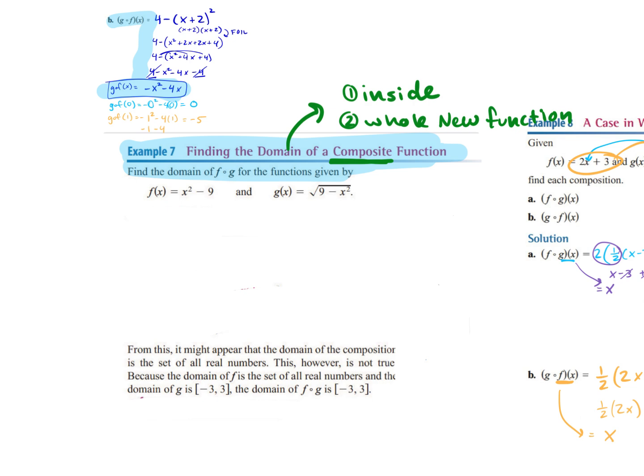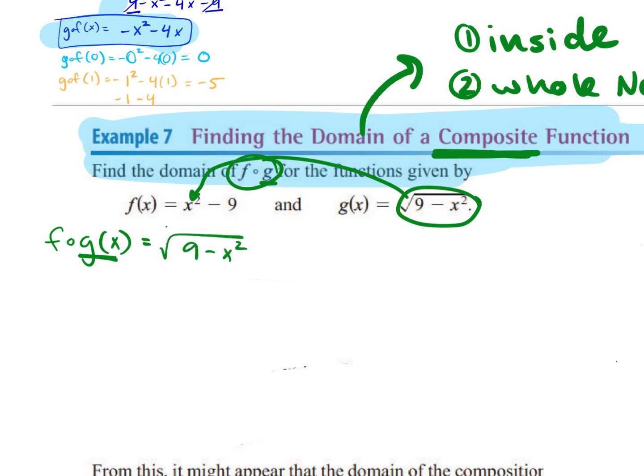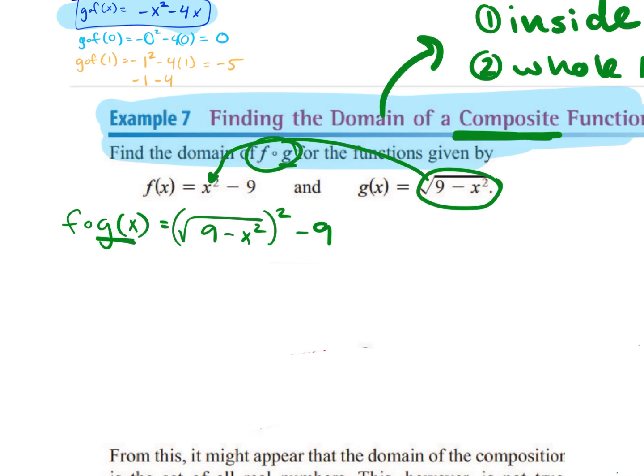So let's find f of g first, and then we'll talk about the domain. So f of g of x. Which one's on the inside, f or g? G is on the inside. The second one would be the inside. So I'm going to take g and put it inside of f. So we have the square root of 9 minus x squared minus 9. So I took my function g and plugged it into f.